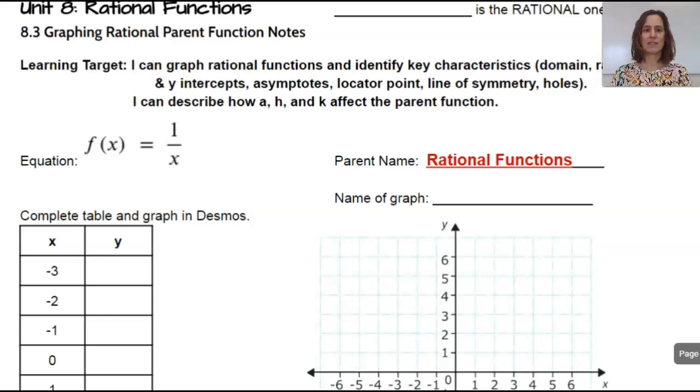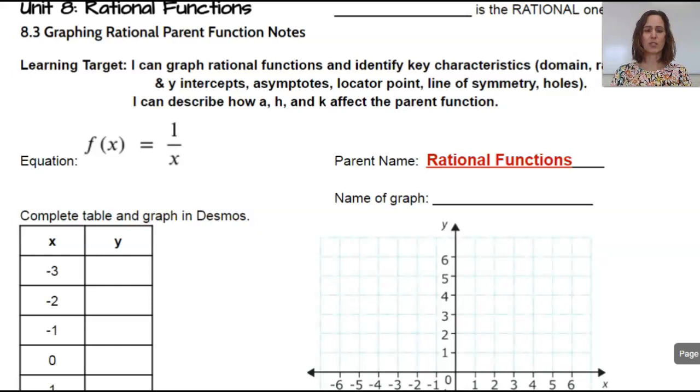We're going to be taking a look at graphing rational parent functions. So we are also going to be identifying key characteristics, including the domain, range, x and y intercepts, asymptotes, locator point, line of symmetry, and holes. So our equation is f of x is equal to 1 over x.